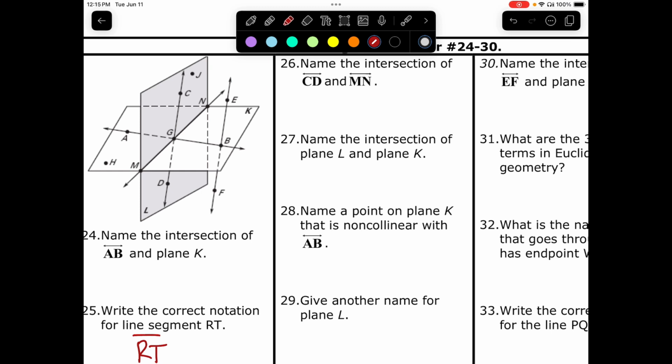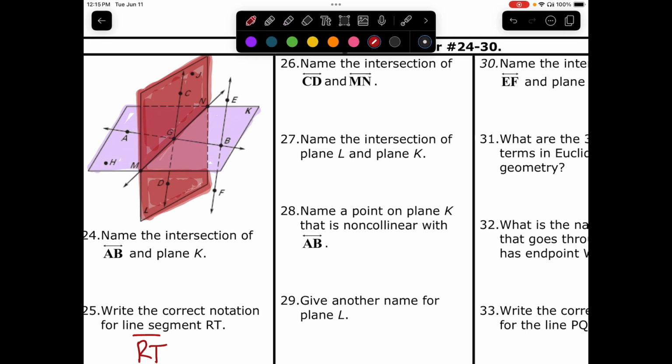So plane L is this guy. So this is plane L. All right, so that's plane L. And then we need plane K. Sorry. Let's use a darker color here. Okay, so this is plane K here. Well, wasn't that dark? Oops.